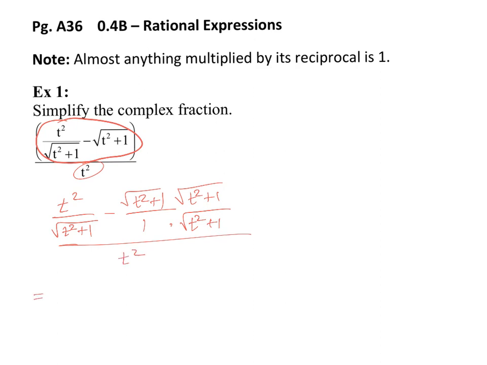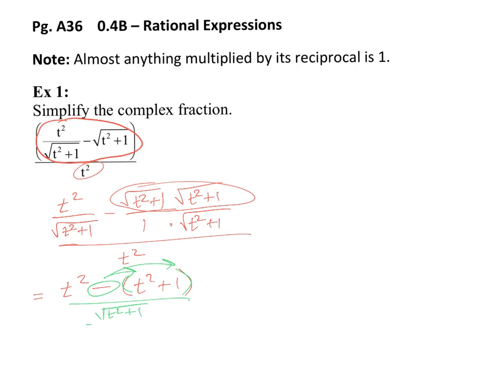So then I end up with t squared minus, well, a radical, or square root times the square root results in just being left with the expression. So I'm left with t squared plus 1. And a lot of students forget the parentheses right here. And why is that important? Because you have this negative here, which you're going to have to distribute. So now that's all over the square root of t squared plus 1, all over t squared.